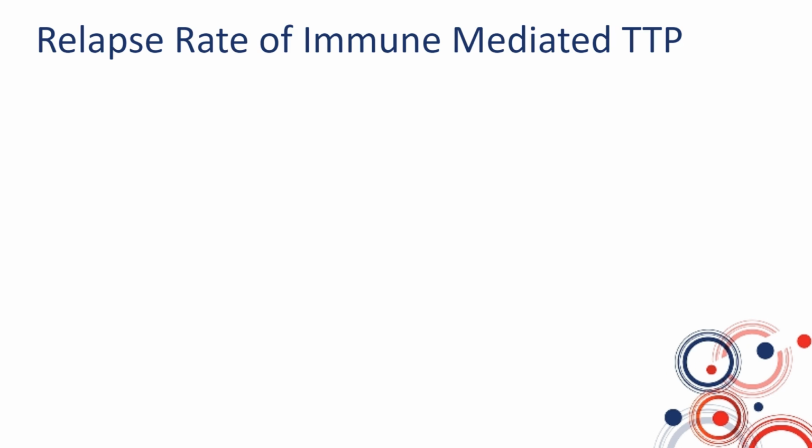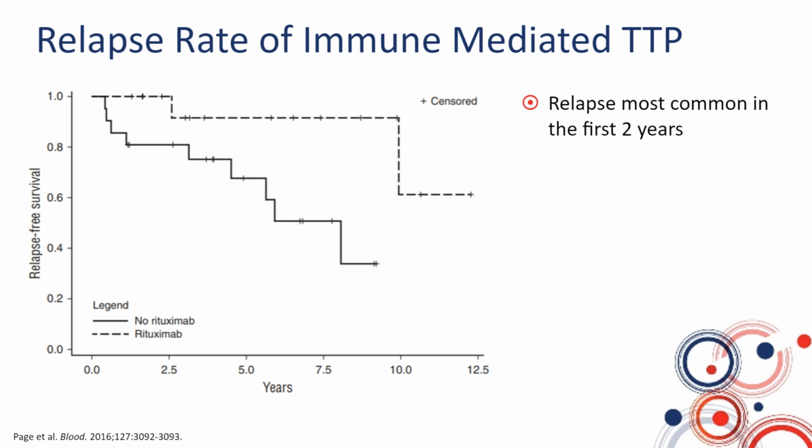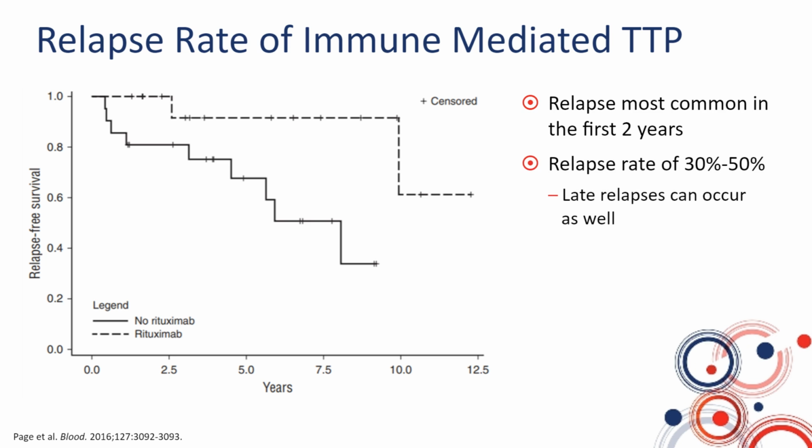We'll switch gears here briefly and talk about relapse of immune-mediated TTP. These are data from the Oklahoma group, and they do a very good job of showing the natural history of relapse of TTP. We know it's most common in the first 2 years after the treatment, but this risk does not go away after these first 2 years. I think it's safe to say the relapse rate is going to be approximately 50% in all patients, but late relapses, as I just stated, can occur as well.